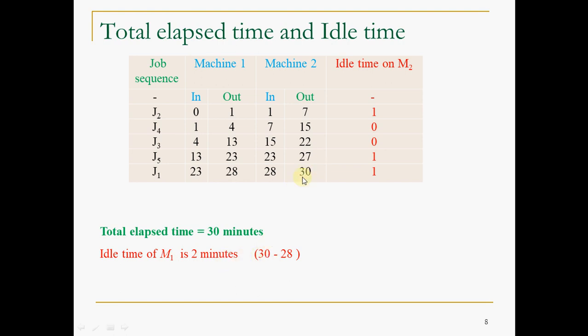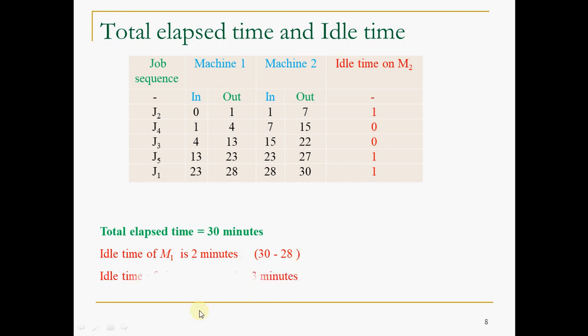How? Total processing time is 30 minutes. Out of that, machine 1 is engaged for 28 minutes. So this is like a batch production, if you take it. In this batch, 30 minutes is the total processing time. Out of that, machine 1 is engaged for 28 minutes. Hence 2 minutes is the idle time.